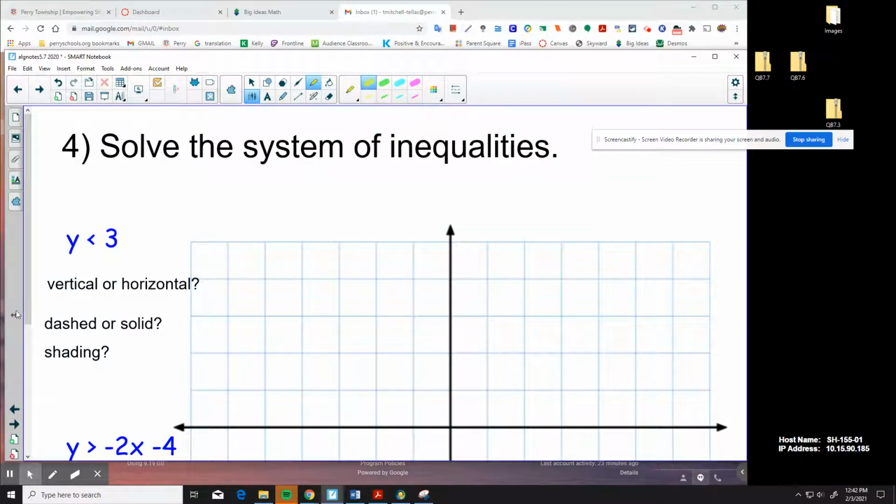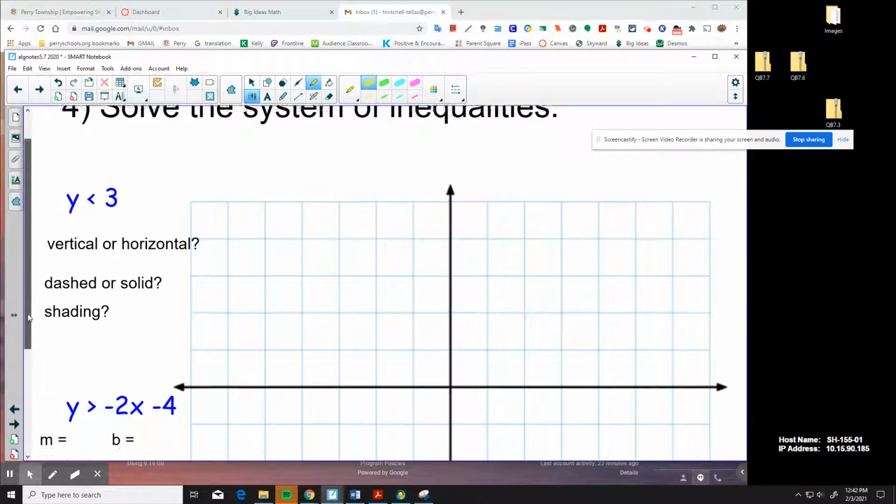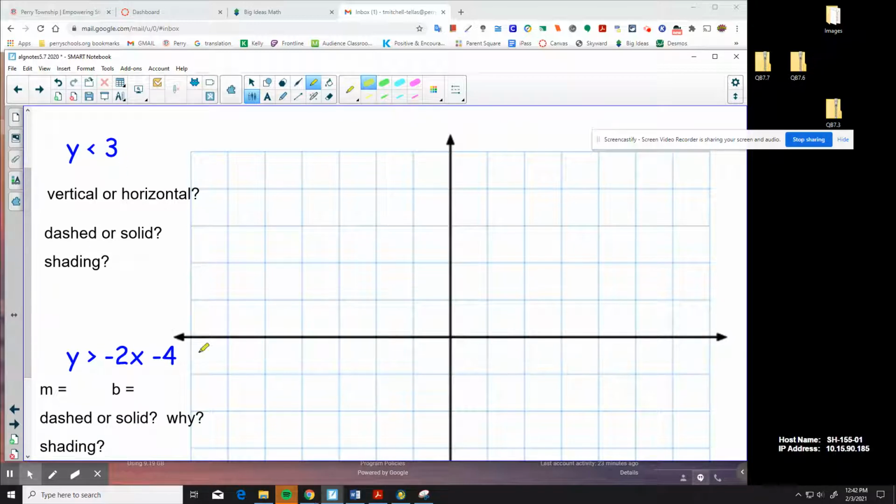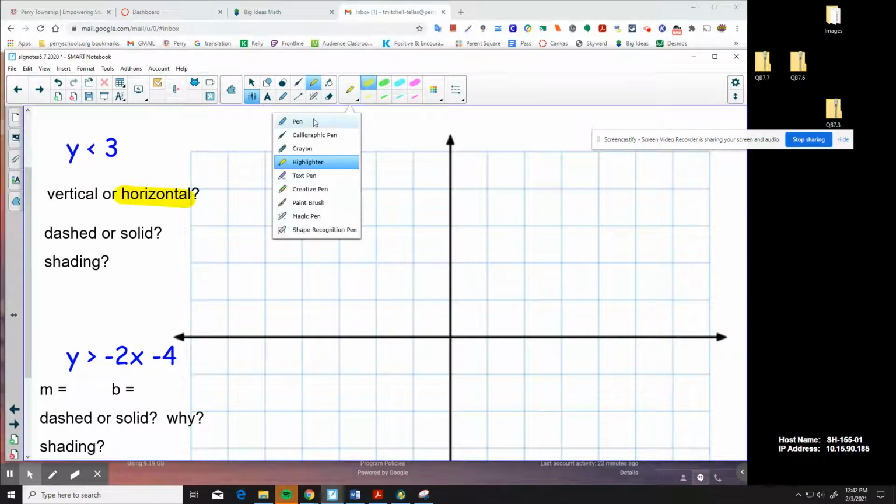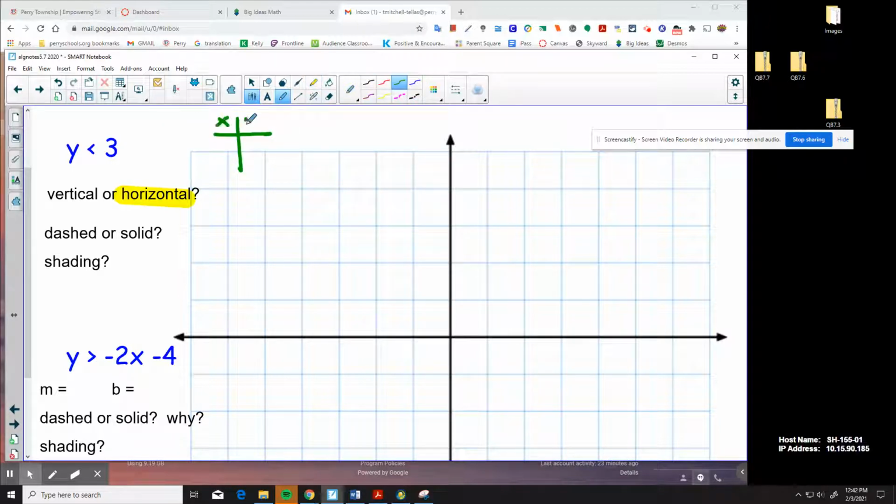All right, one more. All right, solve the system of inequalities. So this is a horizontal line. I know that because if I make a little table for x and y, it says y is always 3. So I put some 3's in for y and some random numbers in for x. It is a dotted line or a dashed line because it does not have an equal to.